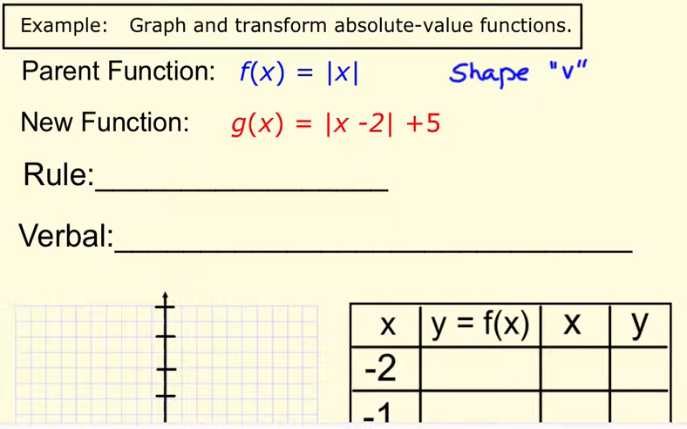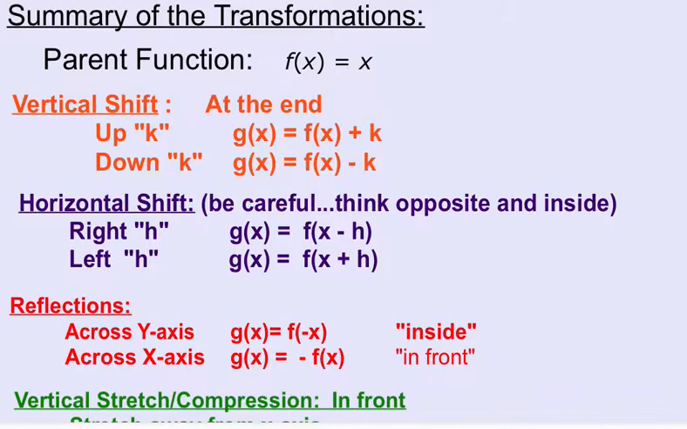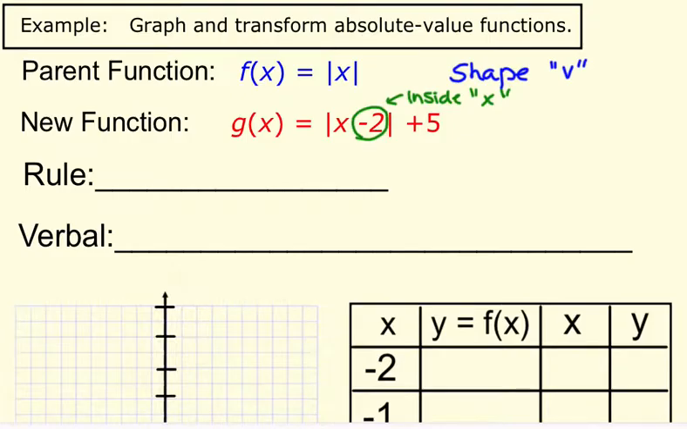What are the transformations? Let's talk about this first thing here. This is a -2. What we say is this is inside the function, and it's going to affect the x-axis. So let's go backwards a minute. We've already talked about this slide. When it is a minus inside the function, it's going to shift our entire graph to the right h units. So in this case, we're going to shift to the right 2 units.